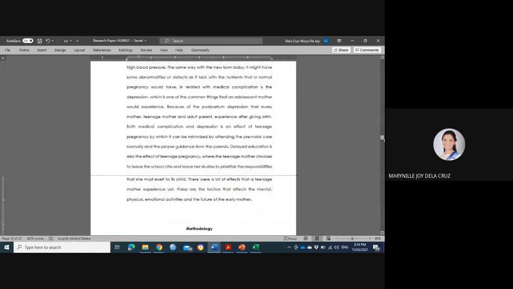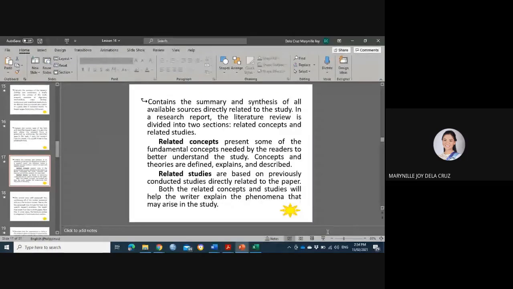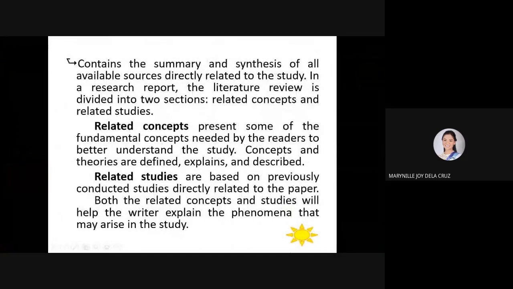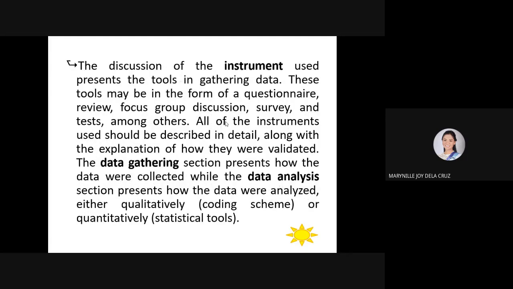Now the methodology, let's focus on methodology. So your methodology describes the participants, the instrument used, the data gathering procedure, and the data analysis. So meaning you're going to write down in a narrative form how you were able to collect all your data and how you were able to analyze all your data. So you're going to describe your specific instrument, discuss how you gathered your data, and how you analyzed your data. Now, here is an example of methodology.